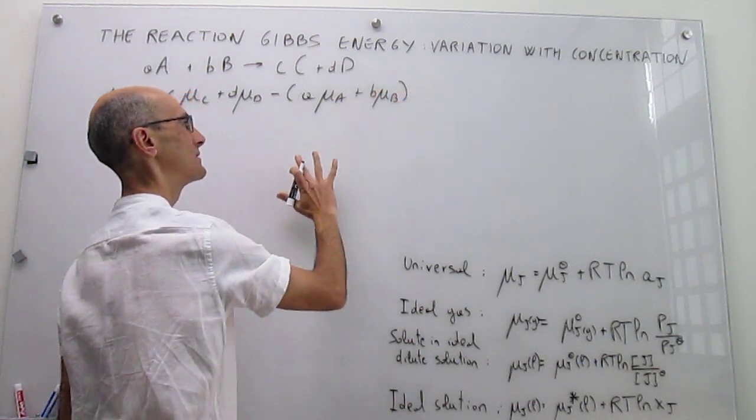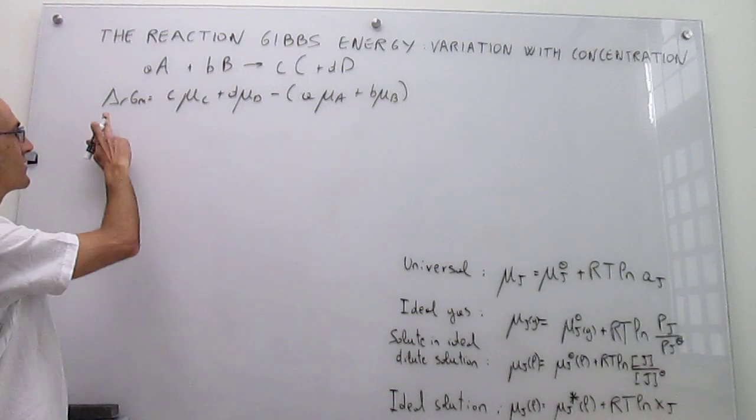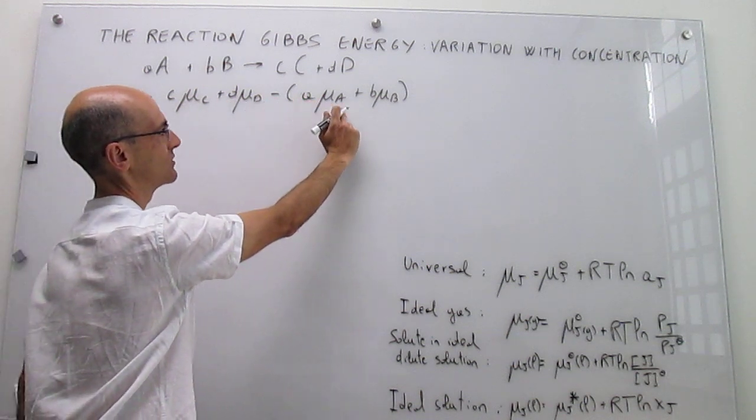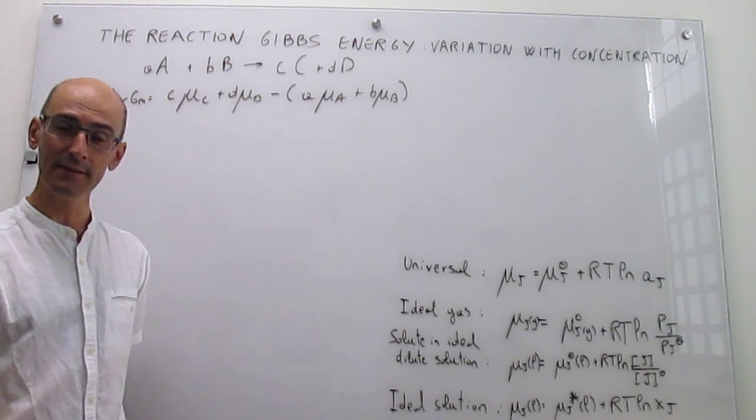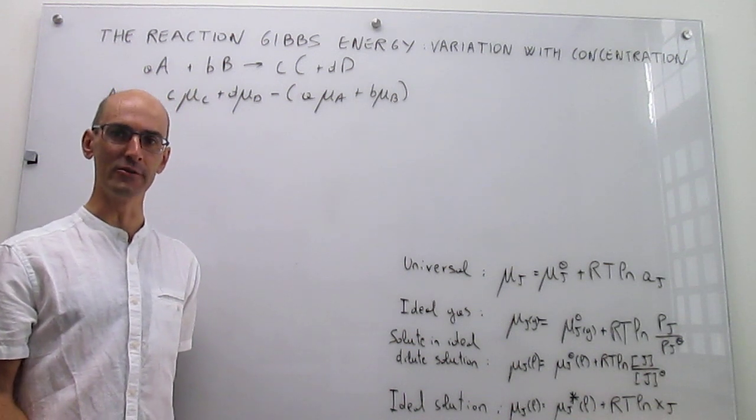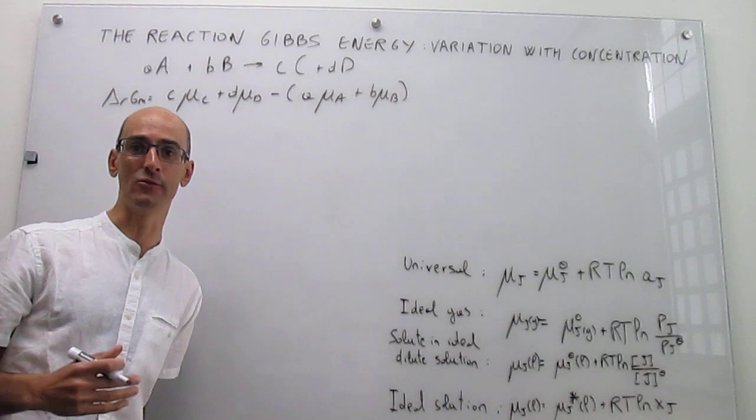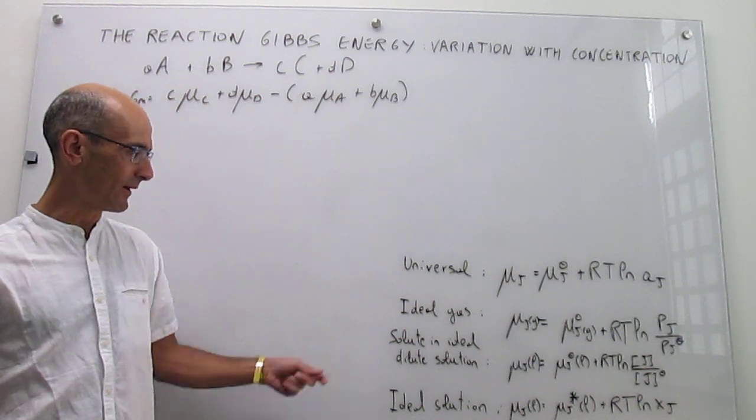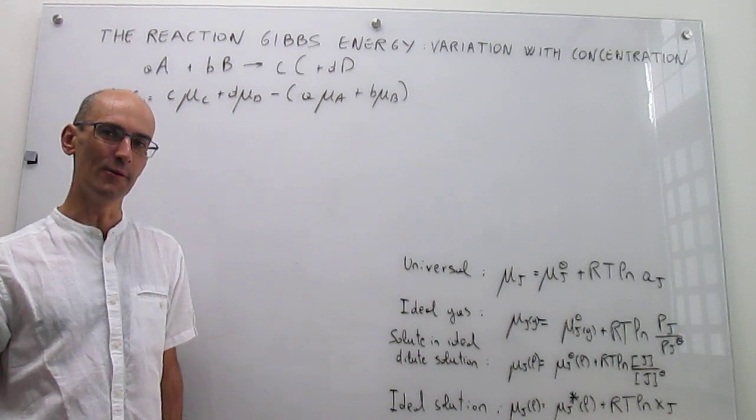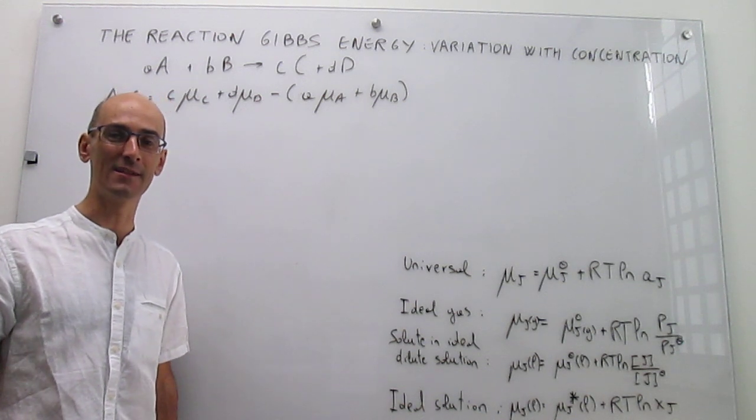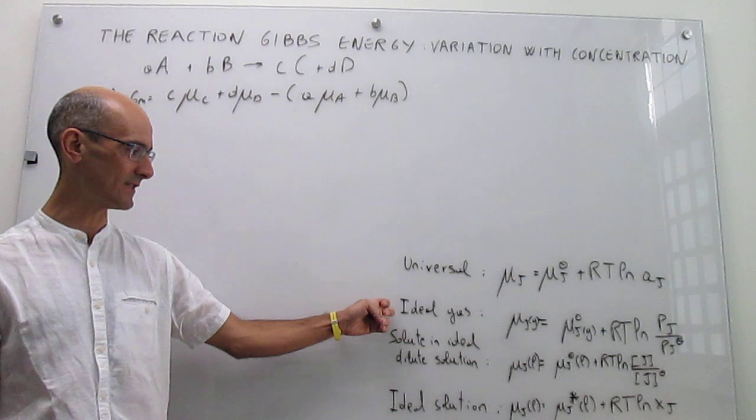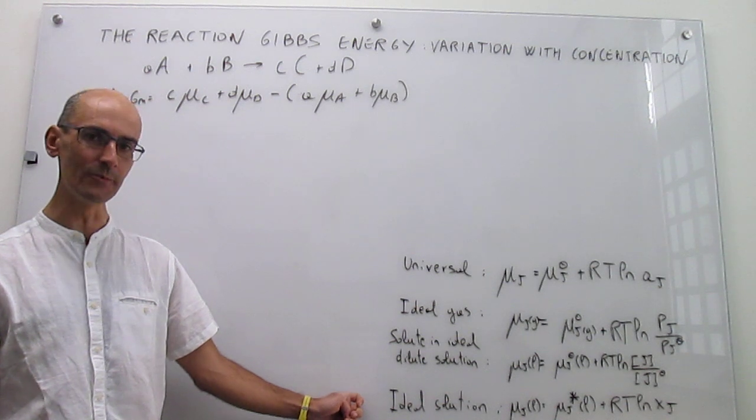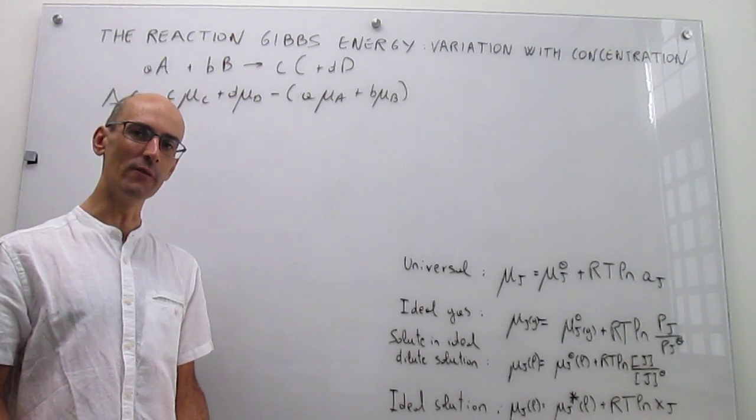Notice that the variation of the reaction Gibbs energy with concentration is provided because these chemical potentials change with concentration. That's something we've learned in prior units, and we're quite the experts on how to cast that variation of the chemical potential on concentration. What we have right here is just a summary of everything that we learned about chemical potentials and how they vary with concentration. So we have here the case for an ideal gas, a solute in an ideal dilute solution, or maybe an ideal solution. And we saw that those expressions are all very similar.